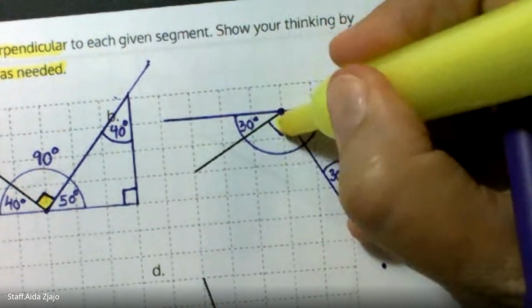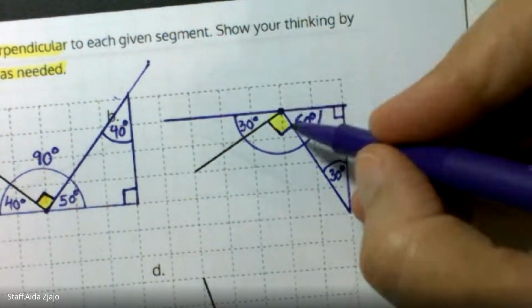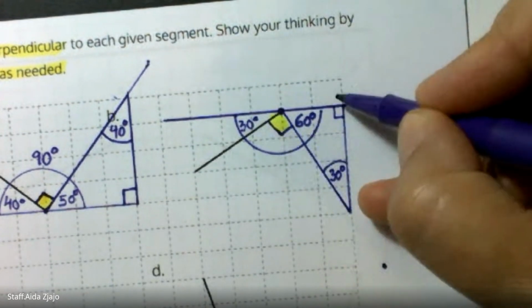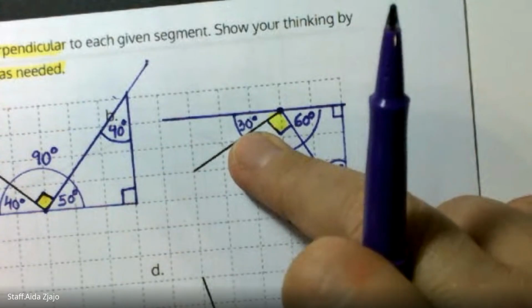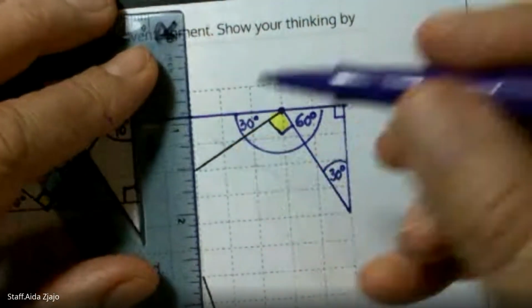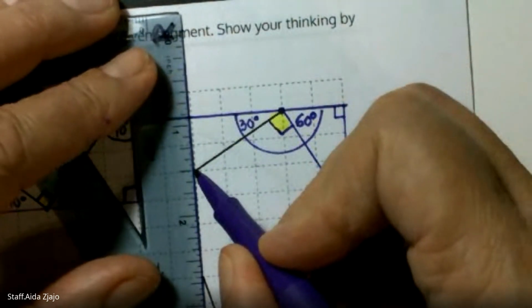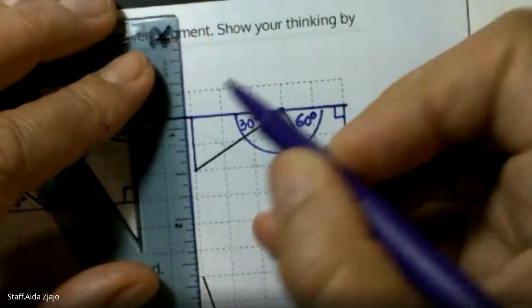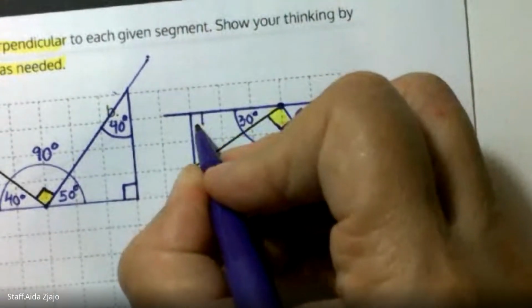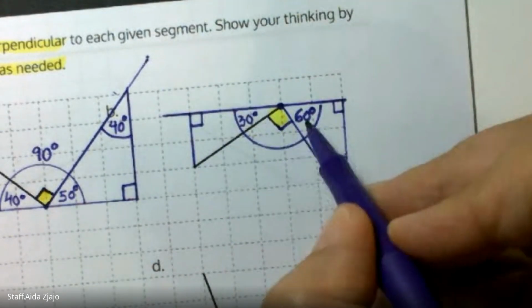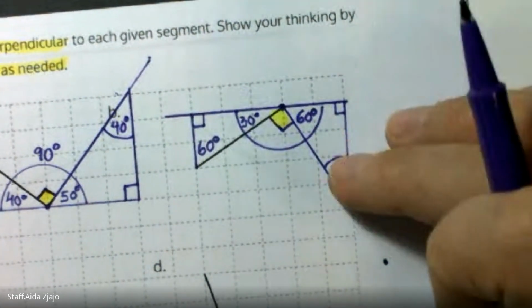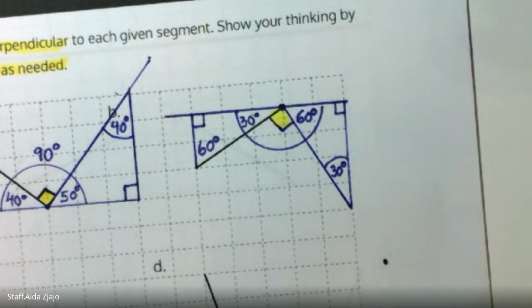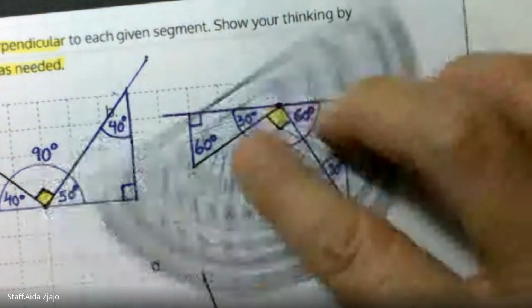So 90 plus 30 plus 60 makes all 180 degrees. Let's see now if this is 30 degrees, and I can also make this a right triangle. So this has to be a right angle. So this angle has to be 60 degrees because they are similar triangles with the same angles. So I can prove it to you.